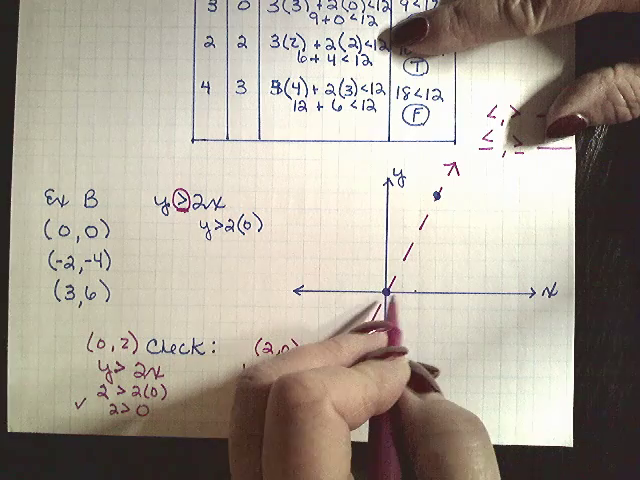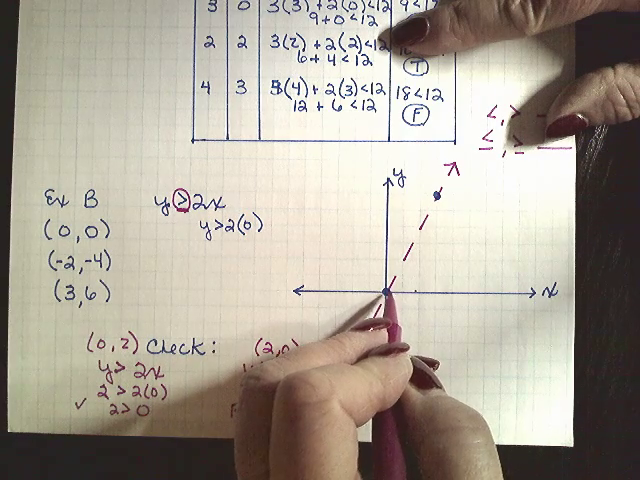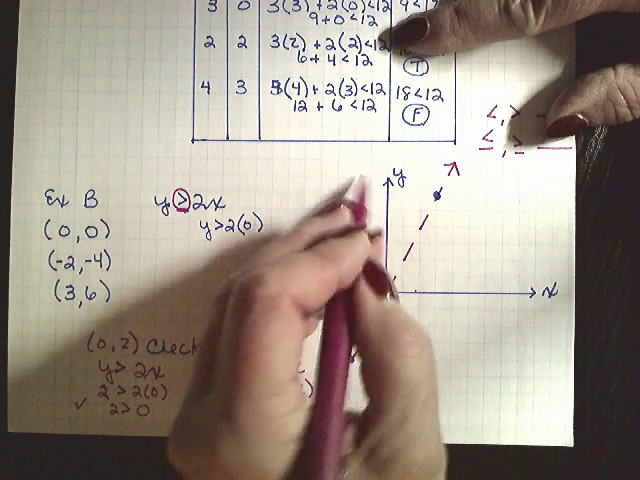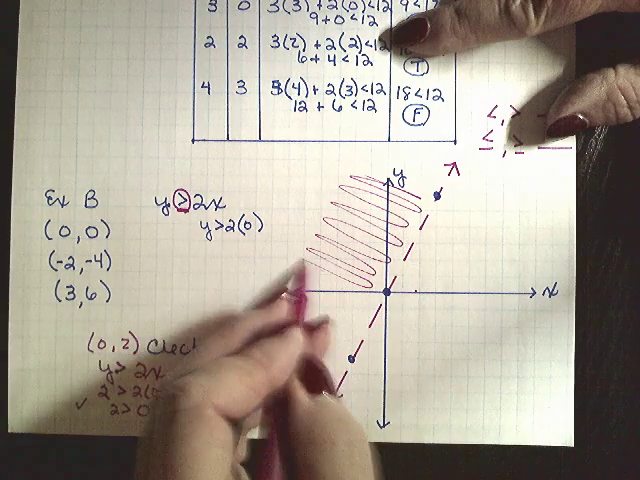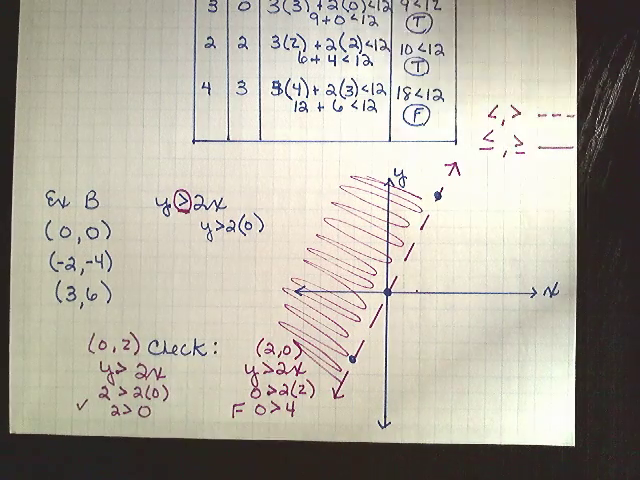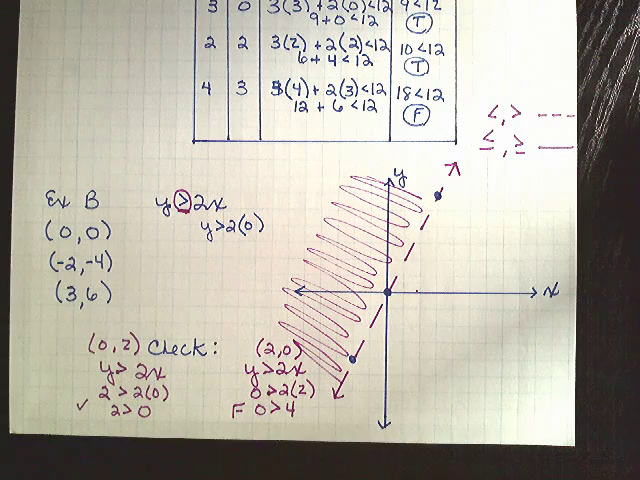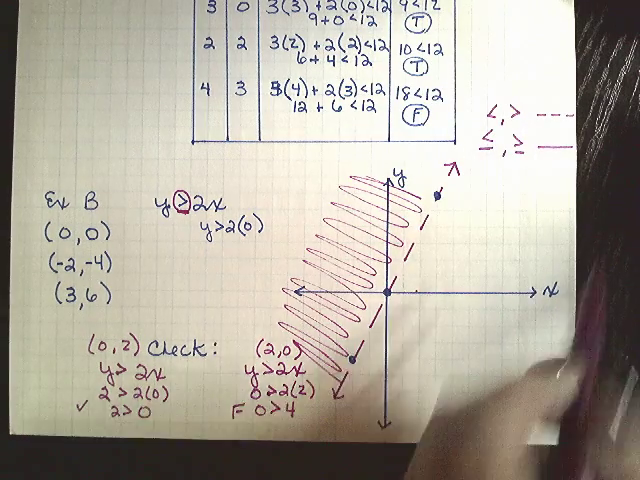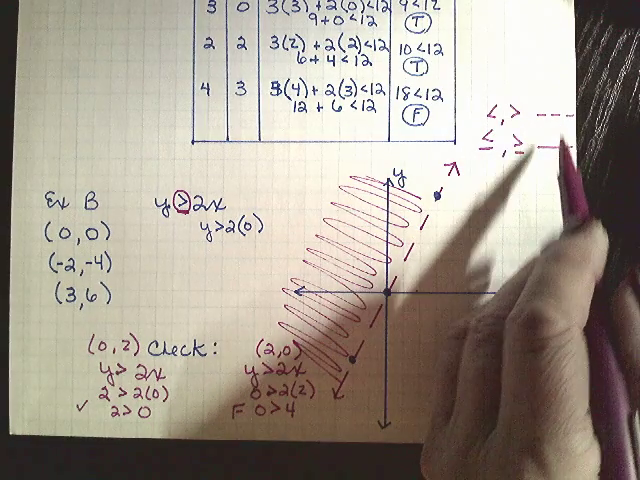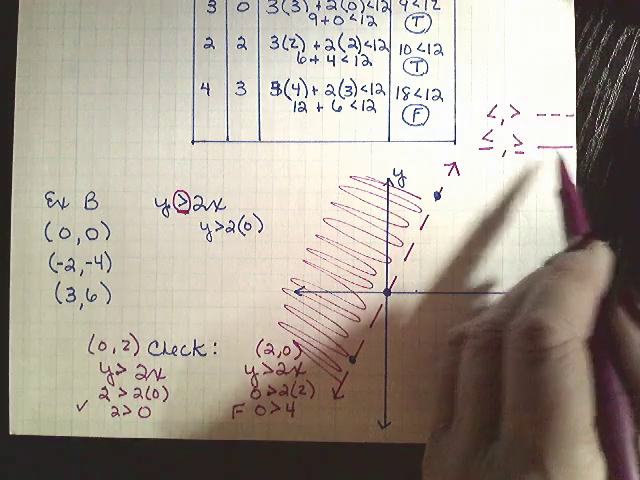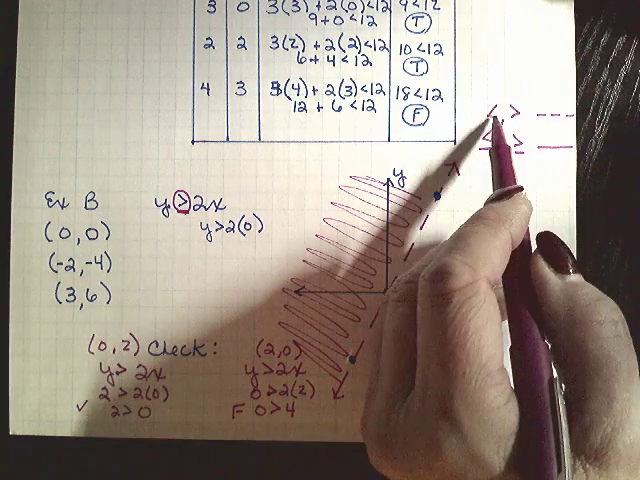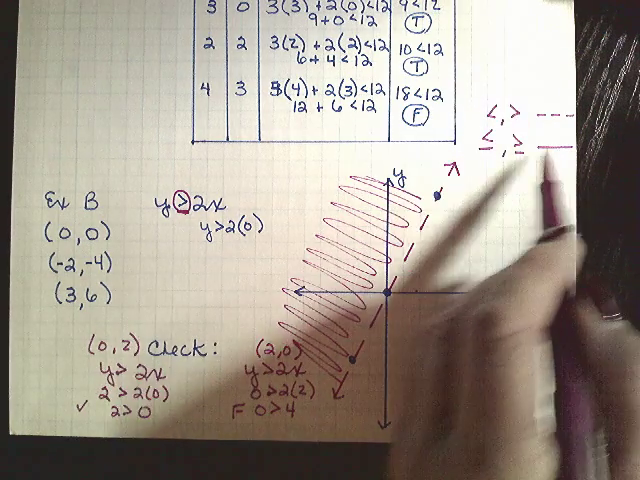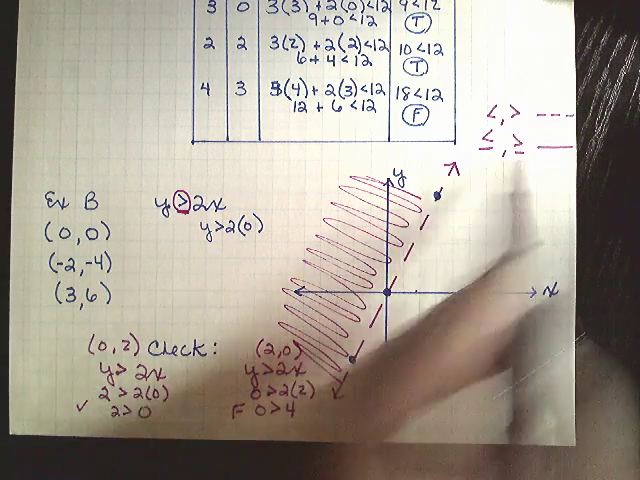Therefore, 0, 2, which is here, is this section. So we would shade in this entire section. Every point that falls in that section satisfies that inequality. So when graphing, you need to determine what kind of a line you're putting on the boundary. Is it going to be a dotted line or a solid line? Dotted is less than or greater than. Solid is less than or equal to, greater than or equal to.